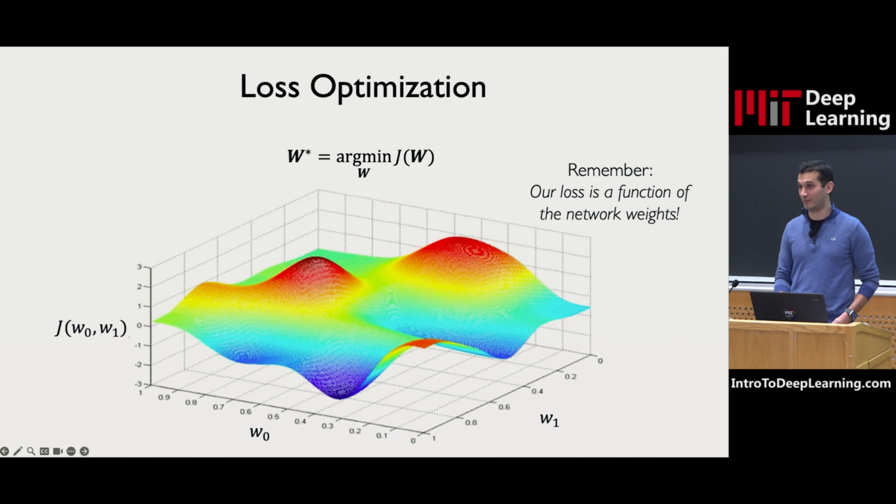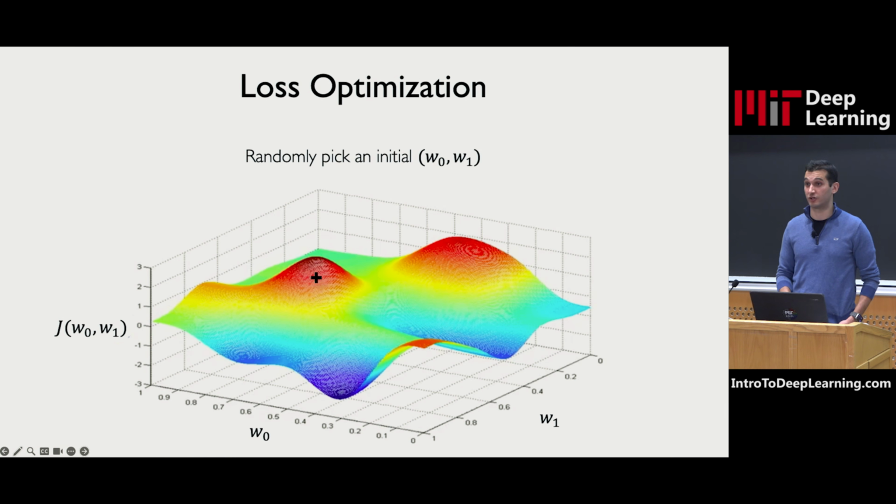Now, what we want to do is basically find the lowest point on this landscape. We want to find which weights 1 and weights 2 give us the smallest loss. So how can we do this? Well, we can start at some random point. We pick a random point in our landscape, any point.